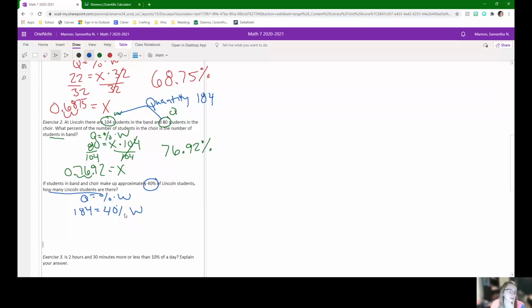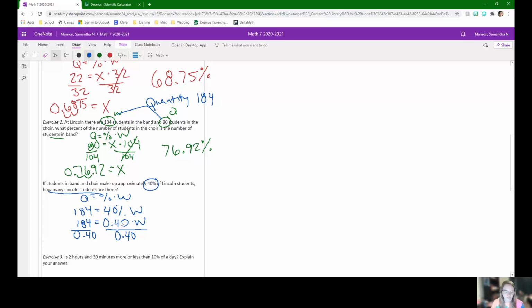So now we actually need to solve. But to solve this, I want this as a decimal first because my Desmos calculator can't work with it like that as a percent. So we're going to change this to be 184 equals 0.40 times W for our whole. Now, because this is multiplication and I want to get the W by itself, I'm going to do the opposite of multiplying, which is dividing. And I get 0.40 on this side. If I do it to 1, we're going to divide it on the other side too.